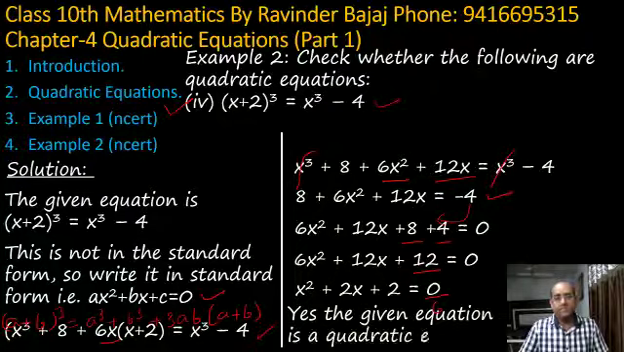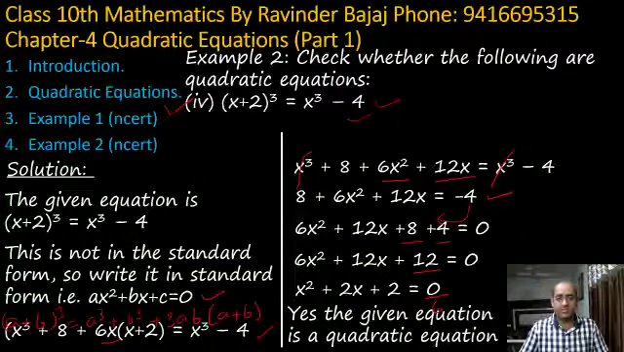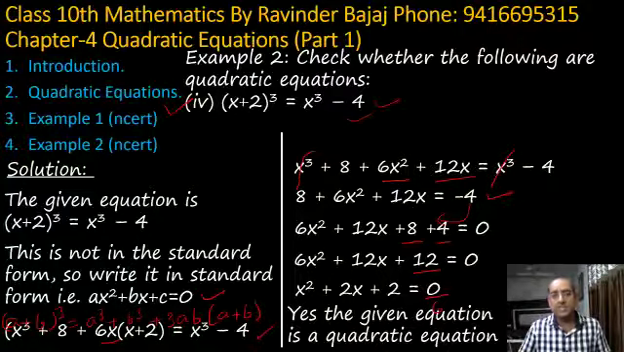Yes, the given equation is a quadratic equation. So in the question it was appearing that it would become a cubic equation. But x cube is cancelled, so the result is showing that it is a quadratic equation. In this way, we need to convert it into standard form first. Then we will decide whether it's a cubic equation or quadratic equation or what it is.